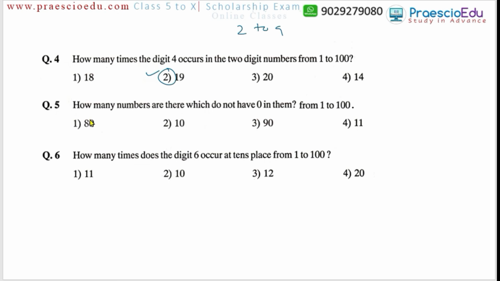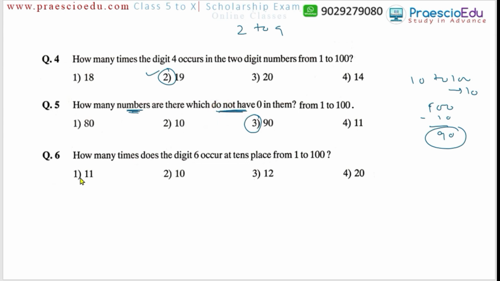Now question number 5. How many numbers are there from 1 to 100 which do not have 0 in them? Here it is not digit counting, it is number counting, so we have to count the numbers. We know that from 10 to 100 there are 10 numbers with 0, so 100 minus 10 means 90. So there are 90 numbers which do not have 0, or we can say excluding the digit 0. This is also the meaning.